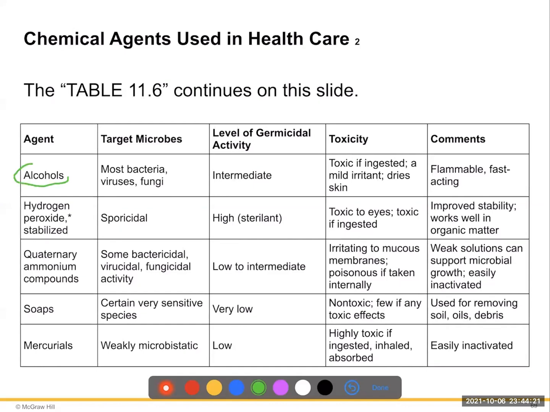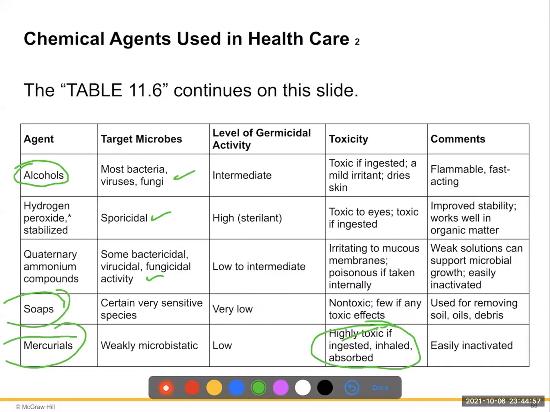Alcohols, we talked about that before, mostly bacteria, viruses, and fungi. Hydrogen peroxide is sporicidal. It kills spores. Okay. Quaternary ammonia compounds have bacterial, virucidal, and fungicidal activity. With soaps, certain species are very sensitive to them. Okay. Mercurials are very weak microbiostatic. Mercurials are also very toxic if ingested, inhaled, or absorbed. Mercury is very toxic to the human body.